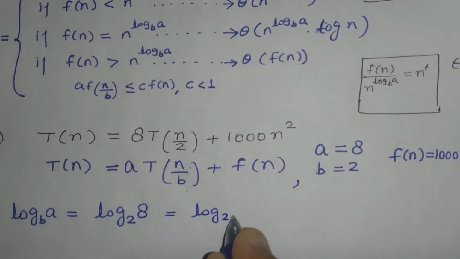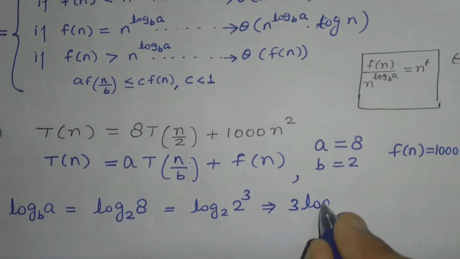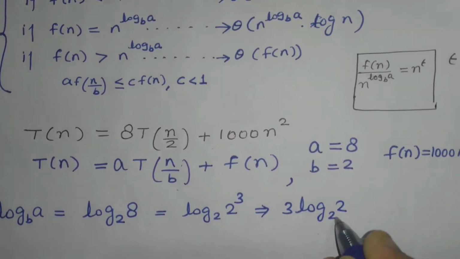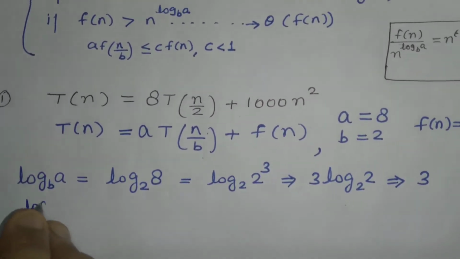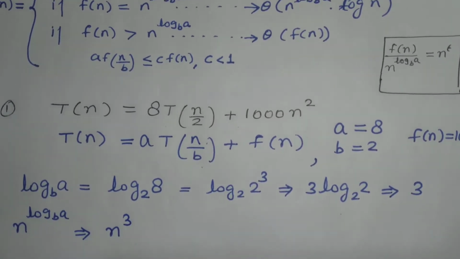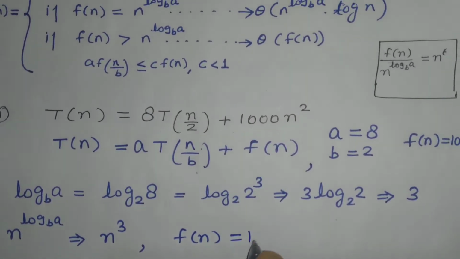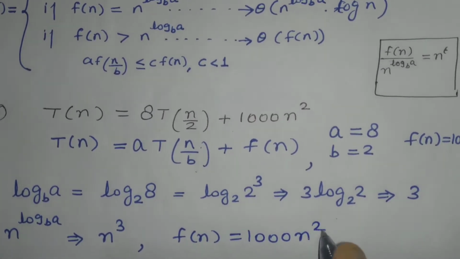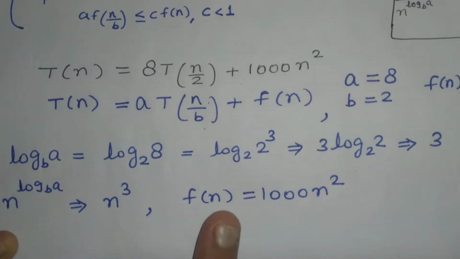Okay, now we compute log base b a, which is log base 2 of 8. You can write it as 2³, so it is 3 log 2 base 2, and log 2 at base 2 is 1, so it is 3. So what we compute, n to the power log base b a, which is n³. Okay, and f(n) is 1000n².